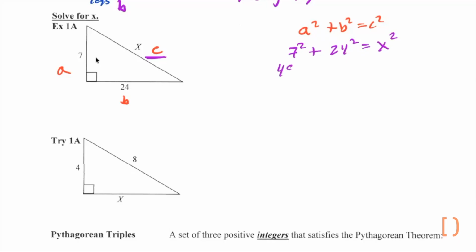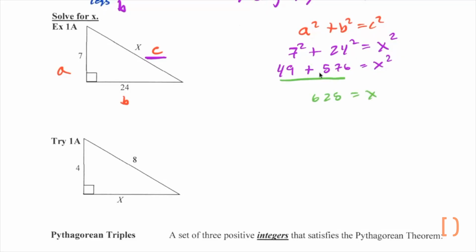7 squared is 49. 24 squared is 576. Thank you, calculator. And remember, before we take the square root, because I have to do it eventually, you have to add these first, right? Order of operations. So I'm going to add these, and I'm going to get 625 equals x squared. Then we'll take the square root of both sides, get rid of that squared. And that actually works out nicely. X is equal to 25.